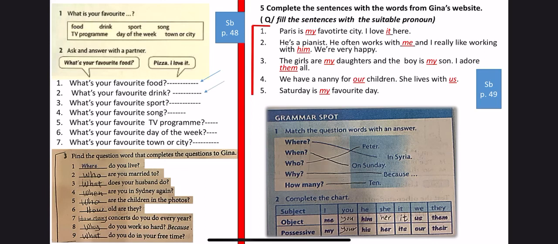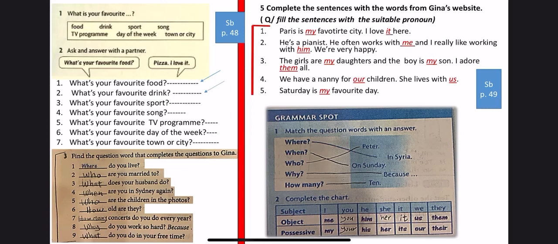3. Find the question word that completes the question to Jaina. Here we have several question words. We call them WH questions because they begin with WH. Each one of them has its own meaning. Where asks about a place. Who asks about a person. What asks about a specific thing or object. When asks about time. How asks about manner, while how old asks about age. How many asks about countable nouns. Why asks about reason. How much asks about uncountable nouns.